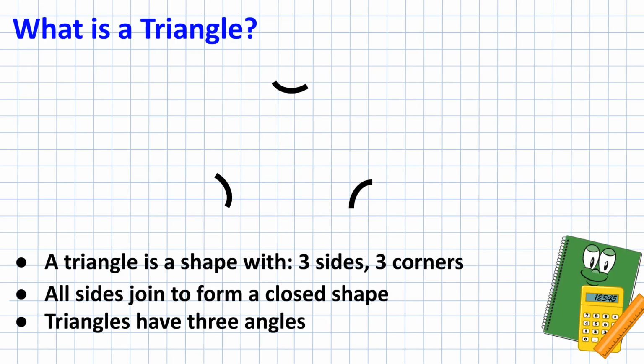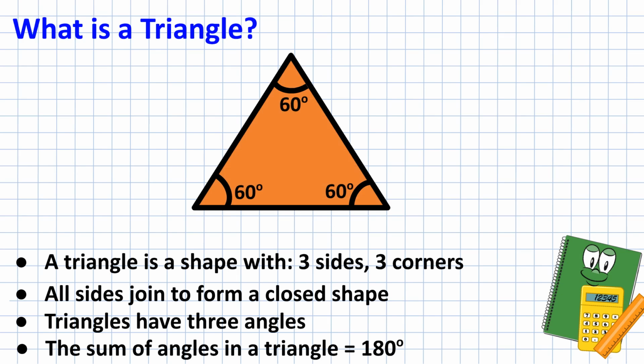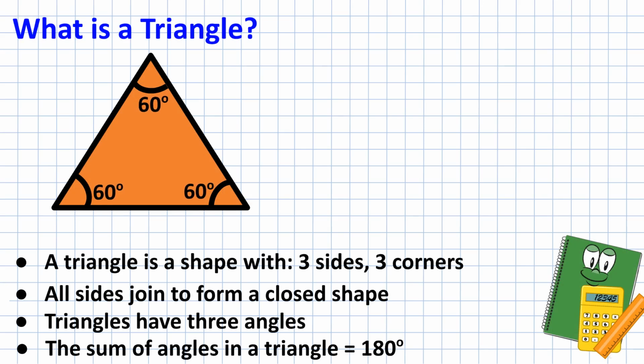Here is a very important rule. The total of all 3 angles in any triangle is always 180 degrees. For example, in an equilateral triangle where all angles are 60 degrees, adding them up results in 180 degrees. This confirms it is a triangle.